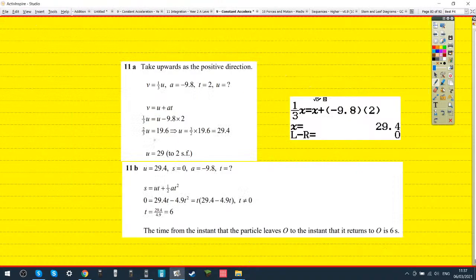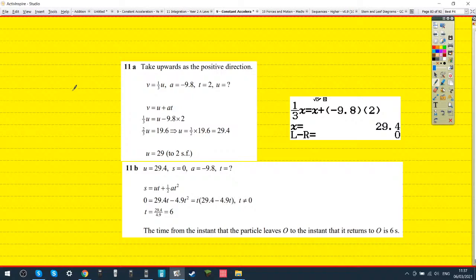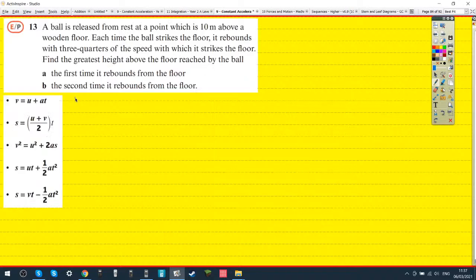Let's take a look. That was 29.4. And then this one. And where is it? Down the bottom, 6 seconds. Okay, I like that way much more. Yeah. Alright, a ball is released from rest at a point 10 above. Each time the ball strikes the floor, it rebounds with 3/4 of the speed. Alright, how do we do this?